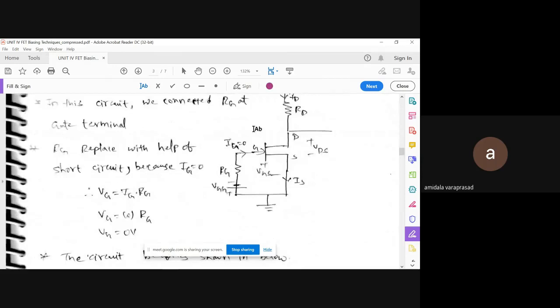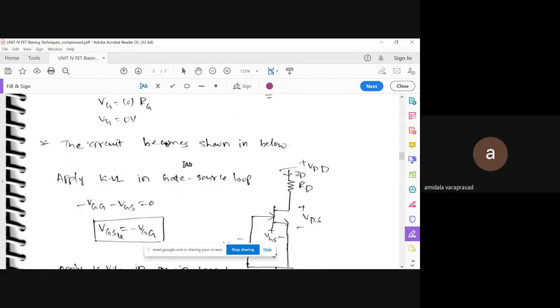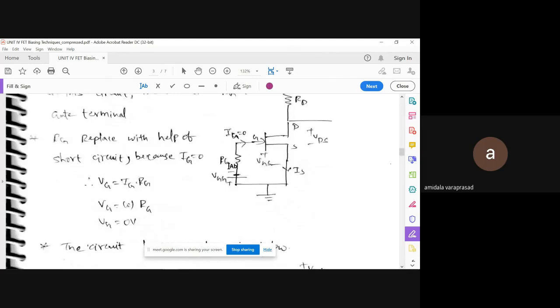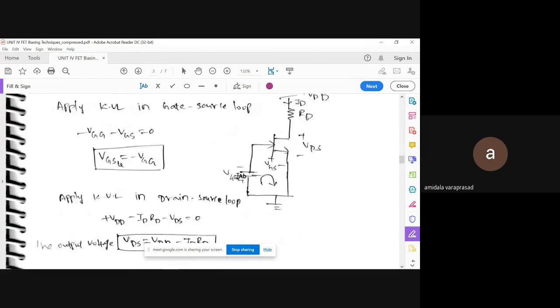Now see here, IG will become 0 because this is reverse bias. Then the voltage drop across RG is VG equal to IG into RG. IG is 0, and 0 into anything is 0 volts, so across RG there is 0 volts. Then I can represent RG with a short circuit. Wherever we get RG resistance, you can represent it with a short circuit. Please keep in mind.